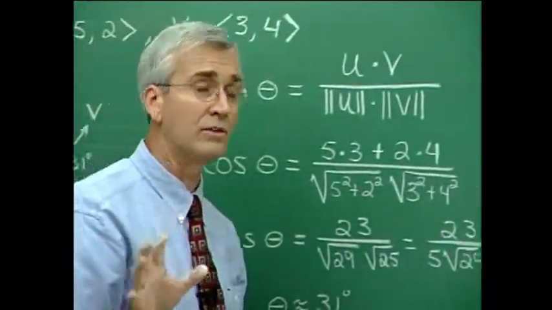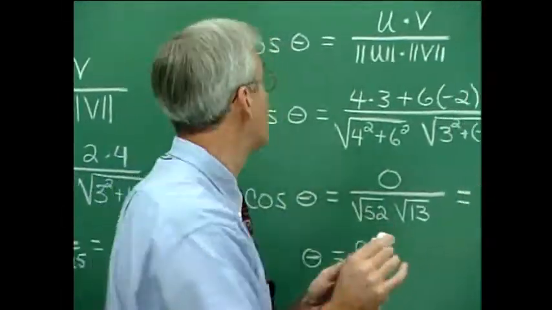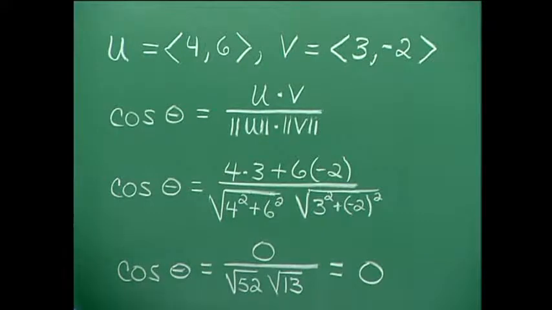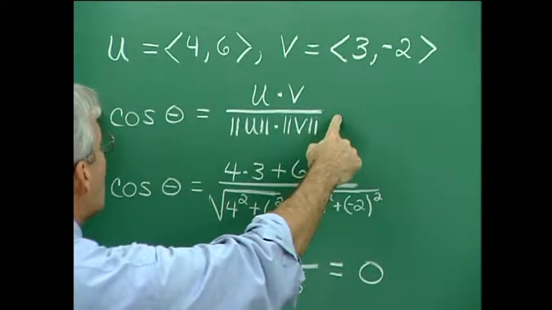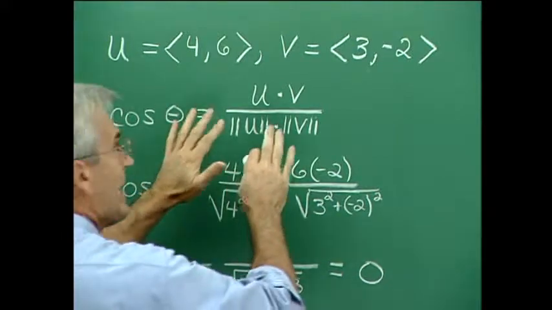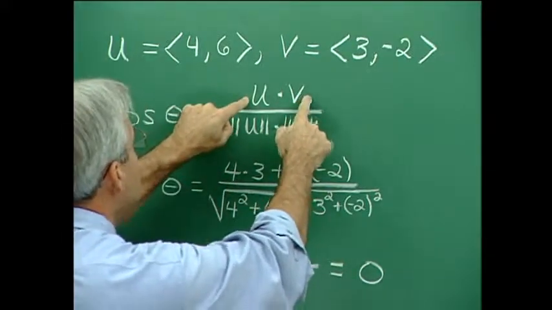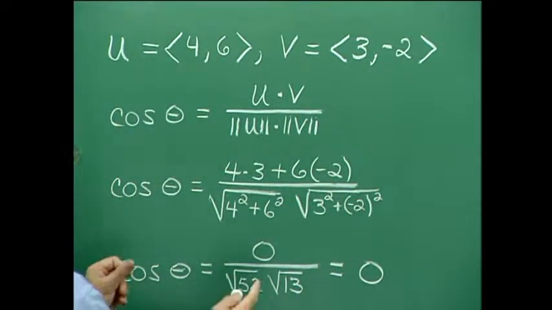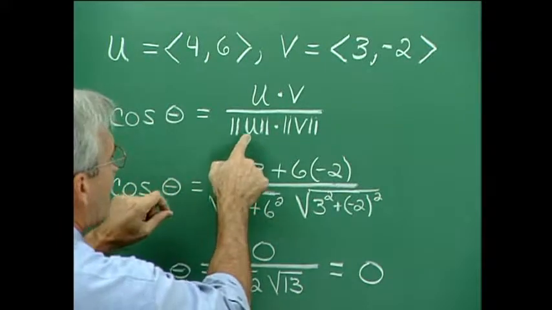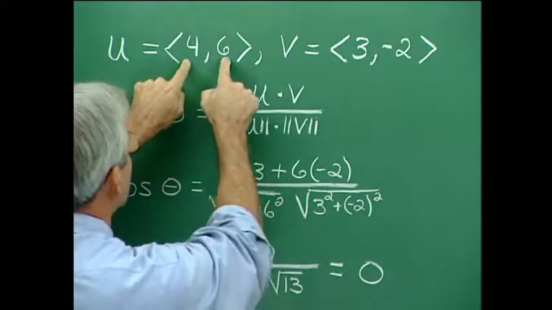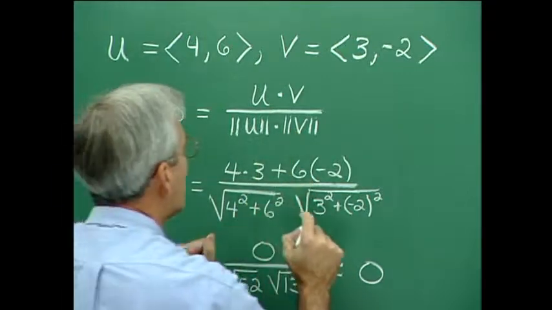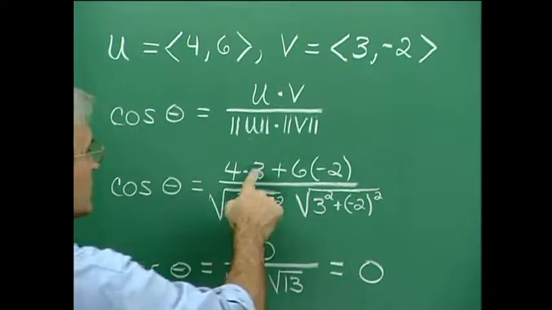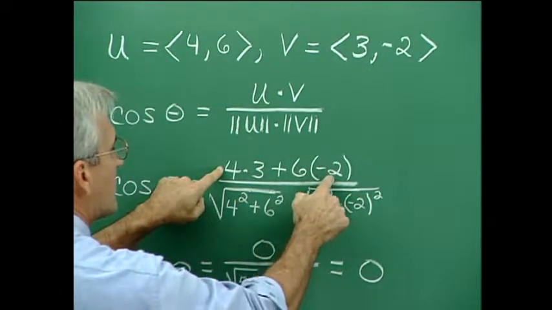Here's one of the nuances involved with finding the angle between vectors. Suppose the vectors are 4, 6, and 3, negative 2. And we want to use our formula here to find the angle between them, and we go about the business of making the calculation. The dot product of u and v in this case would be 4 times 3 plus 6 times negative 2. And in the denominator, for the magnitude of u, it's the square root of 4 squared plus 6 squared. And for the magnitude of v, it's the square root of 3 squared and negative 2 squared. All right, and then in the numerator we have 12, and 6 times negative 2, that's negative 12.